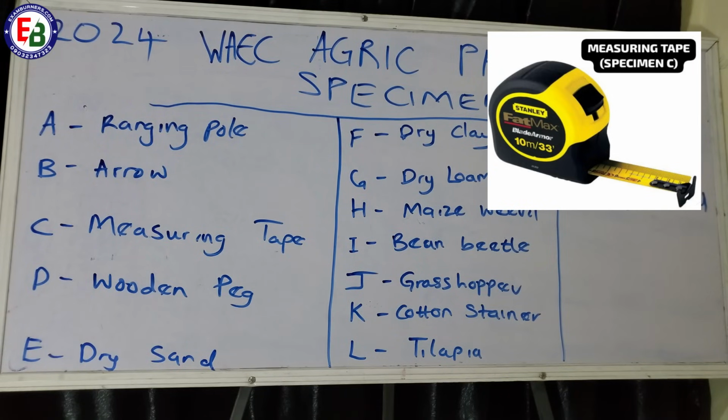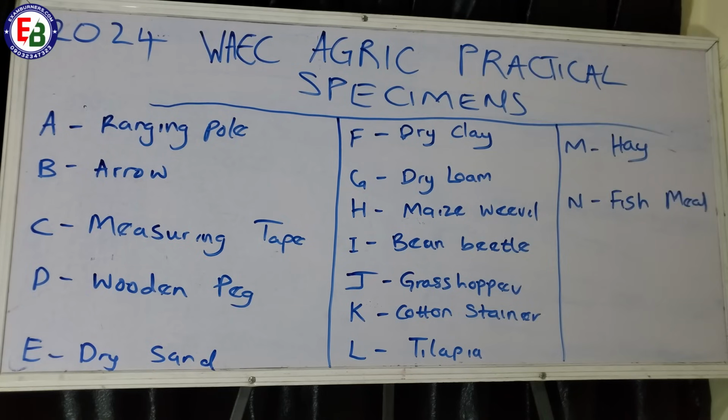Before I forget, there's another important question. They can ask you to give a description of specimen C, that is your measuring tape. Your description should go like this. Specimen C is made up of plastic with a flat circular case made up of metal into which the tape is rolled after use. So the description of measuring tape is very, very simple. It's made up of plastic with a flat circular case made up of metal into which the tape is rolled after use. That is a very short and detailed description of specimen C.